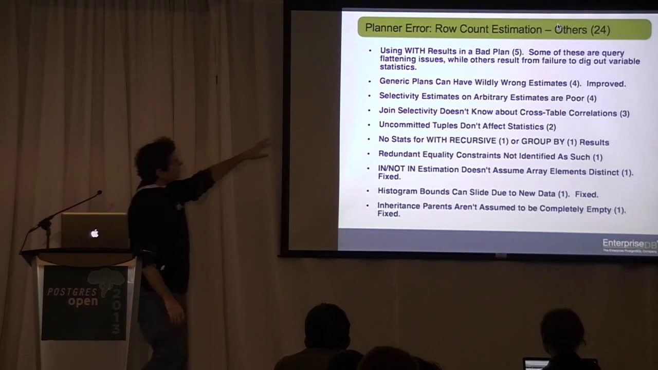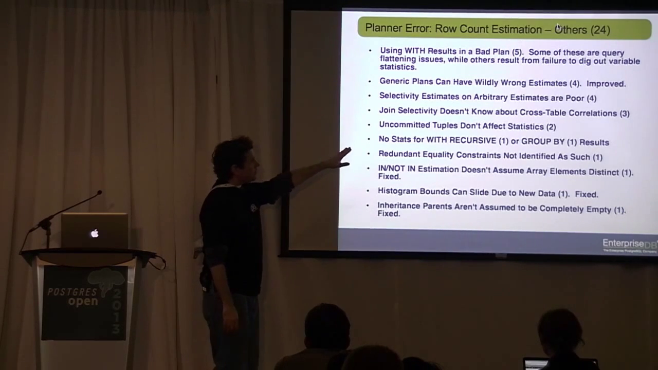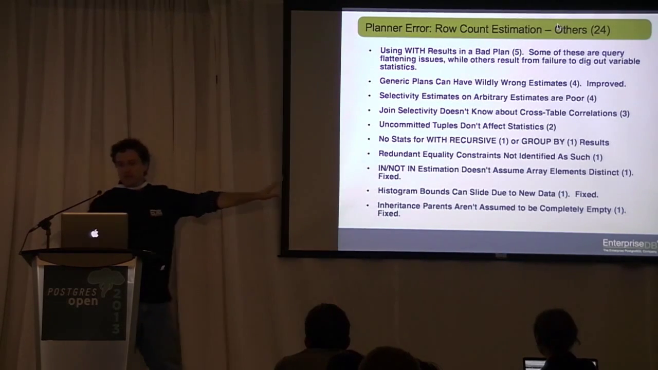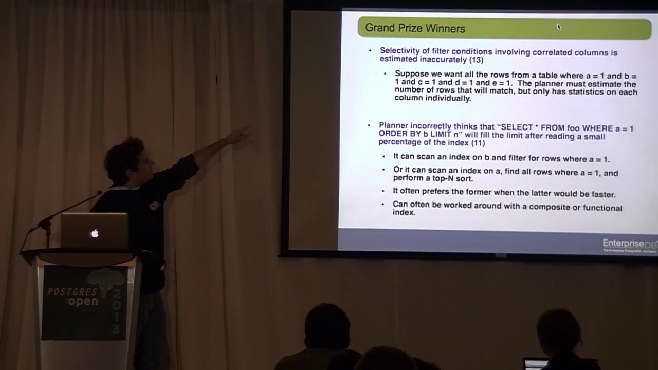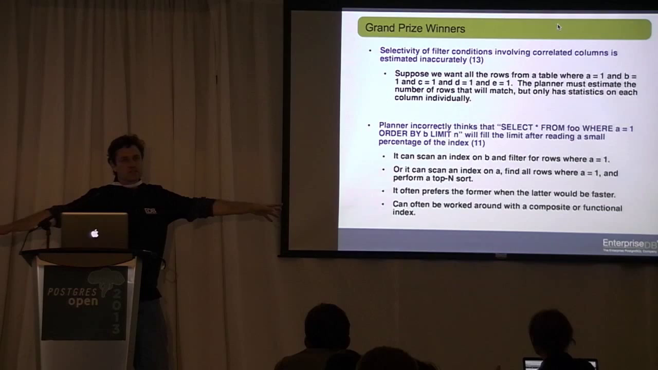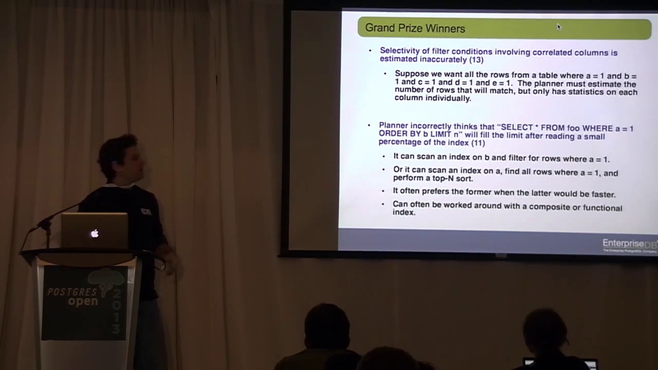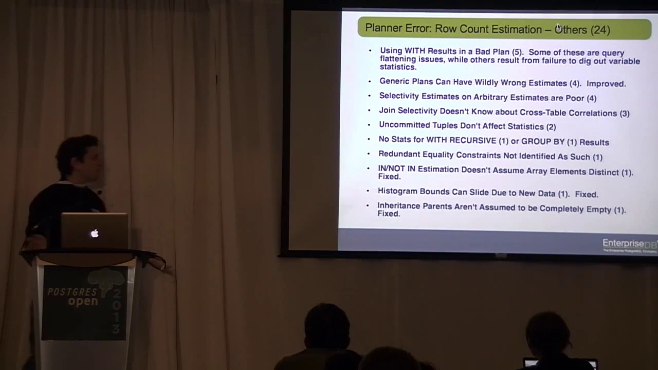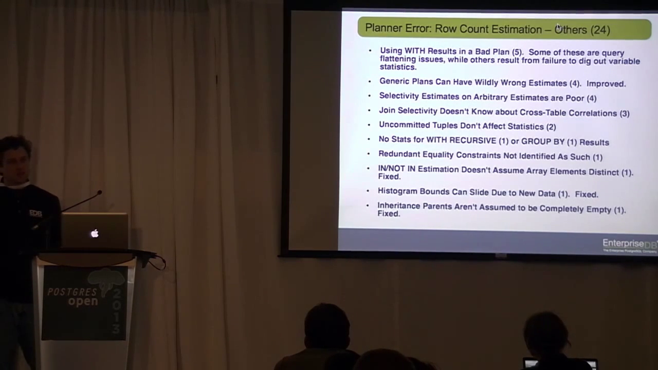And then this next one here is joint selectivity doesn't know about cross-table correlations. This is the direct analog of the number one big one on here, except it's an even harder problem because this is the case where you have that problem, but the correlation is across two different tables. So rather than having data that's correlated between two columns in the same table, you have data that's correlated between two columns in completely different tables.